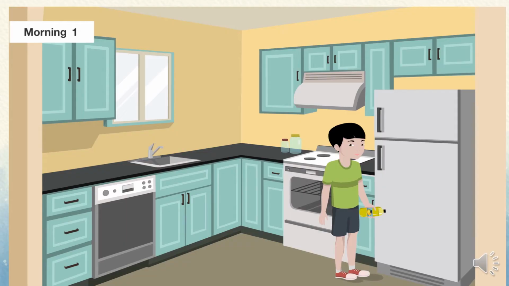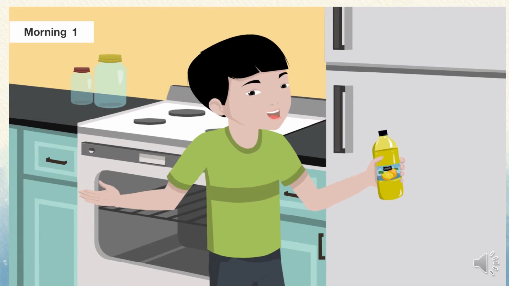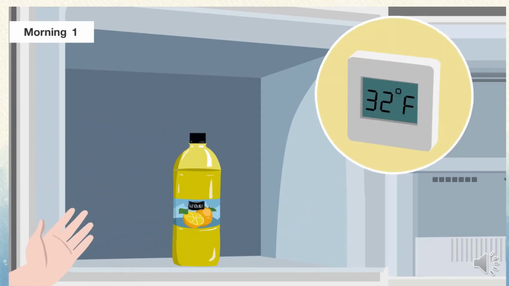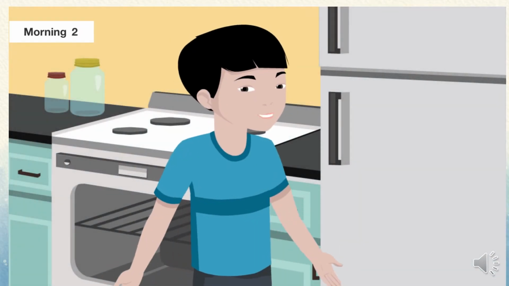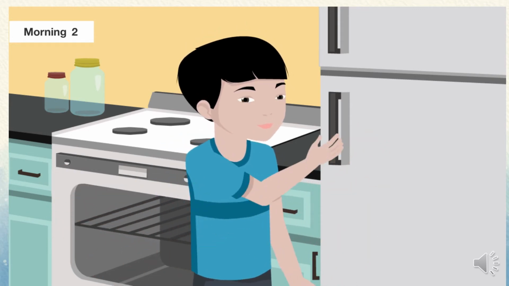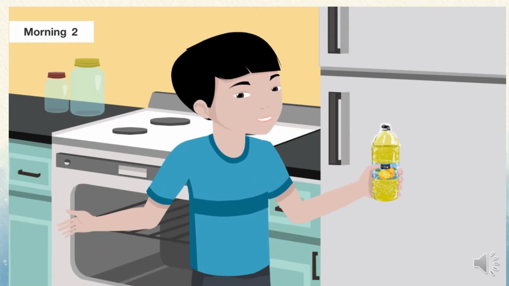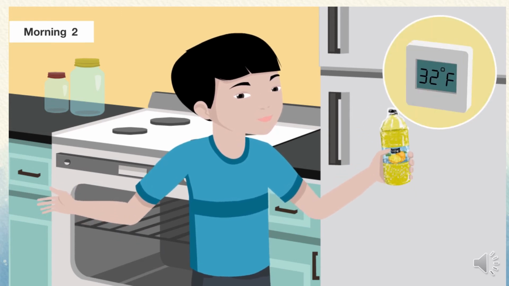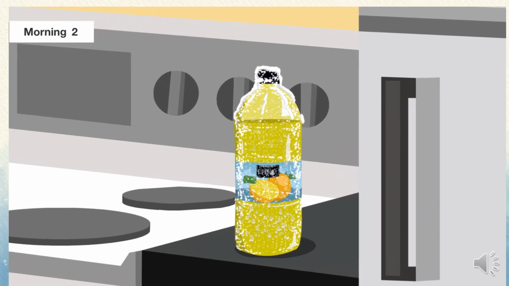Let's watch this video and observe how cooling and heating change matter. Here's a bottle of lemonade. Let's see what happens to the lemonade when it is put in the freezer overnight. Let's see what happened to the lemonade that I left in the freezer overnight. The lemonade is now a solid. The cold temperature caused it to freeze. I wonder, what will happen to the frozen lemonade if I leave it out on the counter overnight? Let's try it and see.